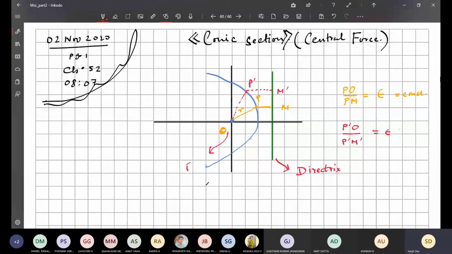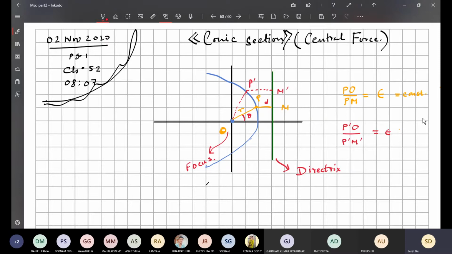What is O? It starts with F. It is the focus, nothing else. This angle is nothing but, in general, the angle is theta, and I might call this small d, because the small d denotes the distance from the directrix. So these are easy things, not difficult things.